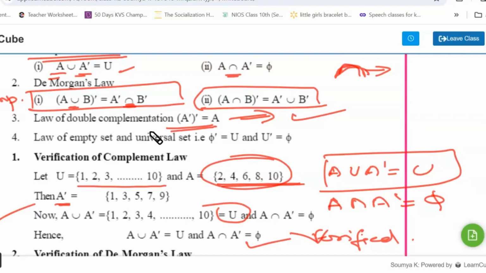The complement of the empty set will always be the universal set, and the universal set's complement will be the empty set. This also can be verified easily. Take any values and solve it.